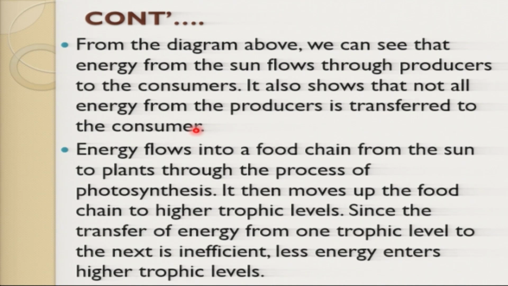Energy flows into the food chain from the sun to plants through the process of photosynthesis, and it then moves up the food chain into higher trophic levels. Since the transfer of energy from one trophic level to the next is insufficient, less energy enters the highest trophic levels.